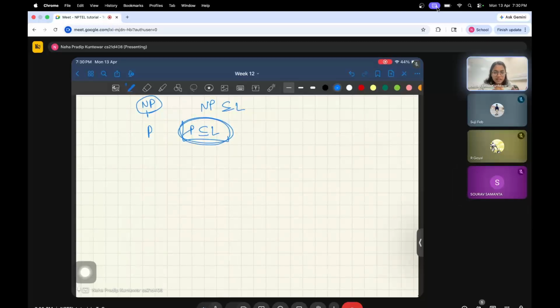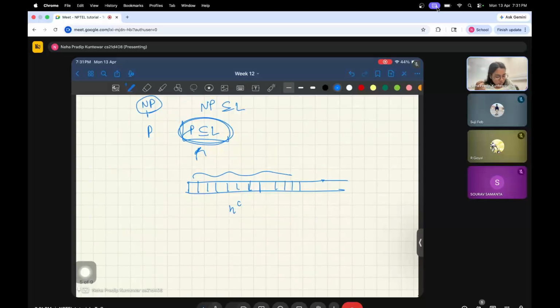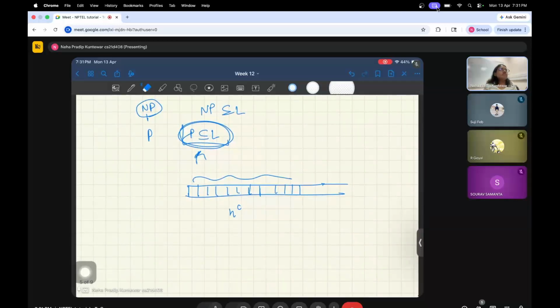So I'll explain why this is not easy to see, or why we don't know whether P is contained in L or not. If your machine runs in a polynomial amount of time, then like we said earlier, it is possible that it does need more space to come up with the answer. Let's take the reachability problem as an example.